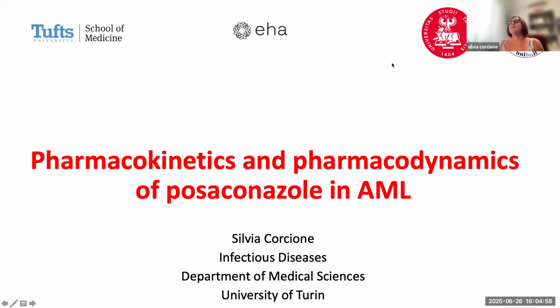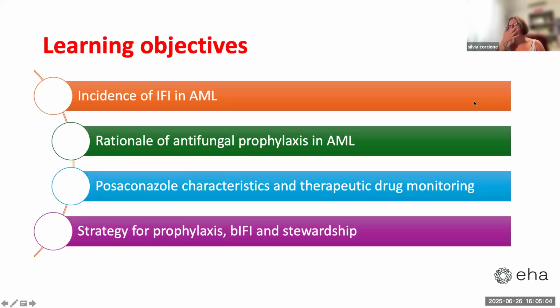Okay. So today we're going to talk about the pharmacokinetics of posaconazole, and we will focus on several aims. We will start with the incidence of invasive fungal diseases in acute myeloid leukemia. Then we'll discuss the rationale of antifungal prophylaxis in acute myeloid leukemia, and then we will move to the characteristics of posaconazole and the role of therapeutic drug monitoring in the setting of AML treatment and prophylaxis. And then I will show you some data regarding a new strategy for prophylaxis and maybe a few comments on antifungal stewardship, which I think is really important, especially in the setting of hematological patients.